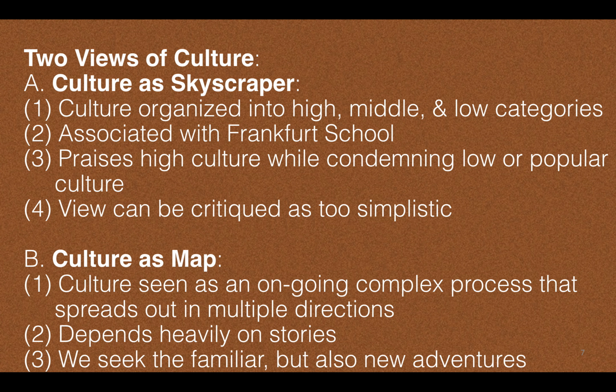Two major views of society: one's as a skyscraper and one's as a map. First, culture as skyscraper. Here, culture is organized into high, middle, and low categories, associated with the Frankfurt School in Germany. It praises high culture while condemning lower popular culture. And this view can be critiqued as maybe too simplistic.